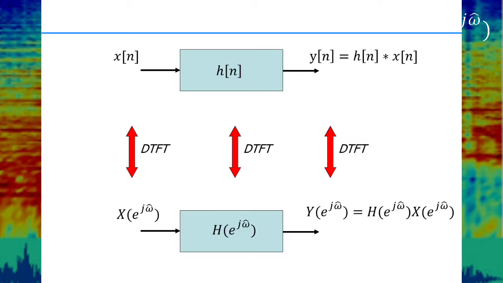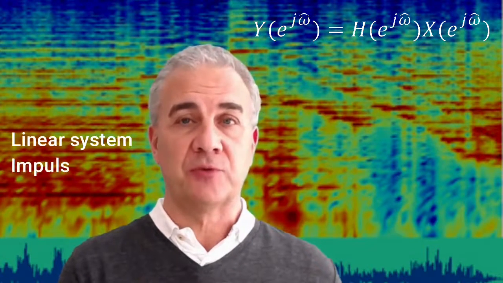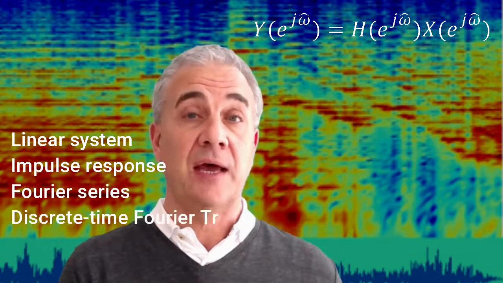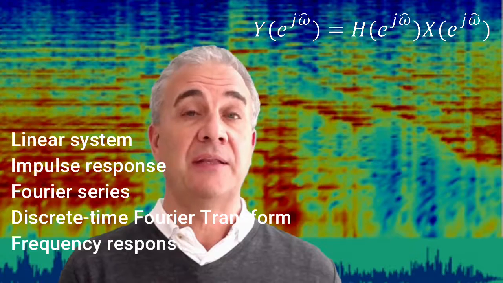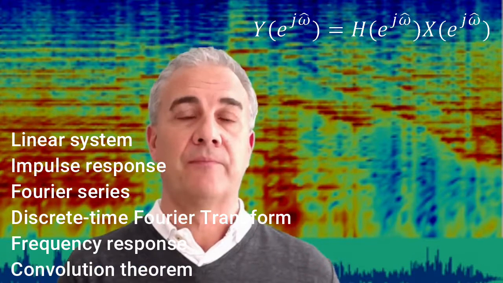Or even more simply, we can calculate a time domain convolution in the frequency domain as a product of DTFTs, and that is the equation of the week. If we put everything together in this course, from linear systems to impulse responses, from Fourier series to DTFTs of signals, and now the frequency response, then this one equation, the convolution theorem, sums it all up.